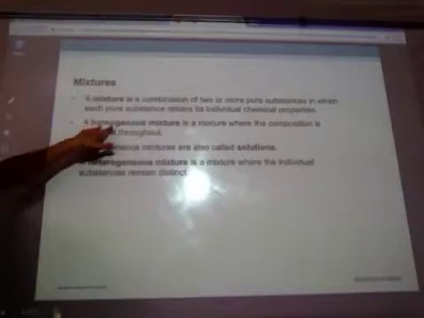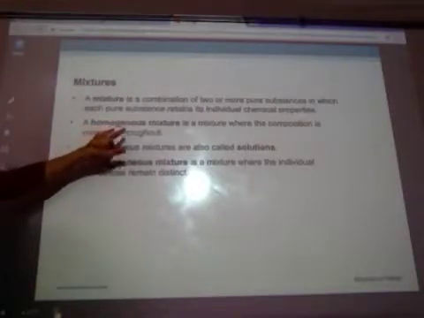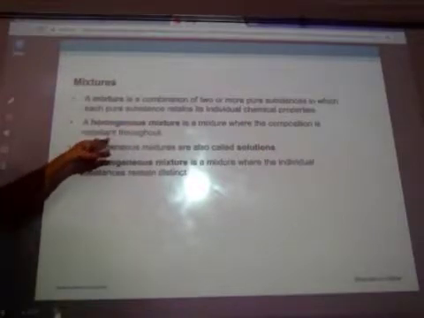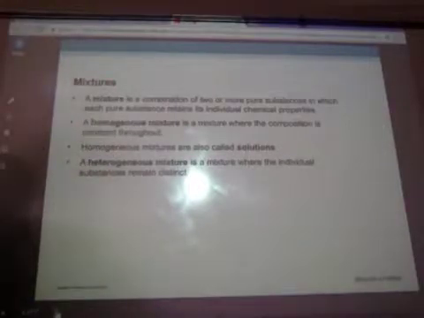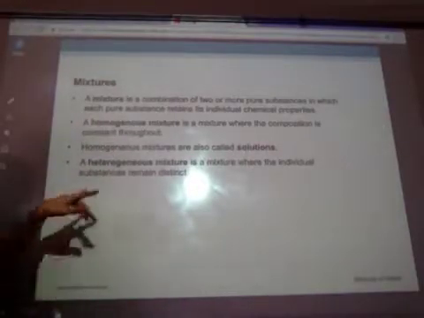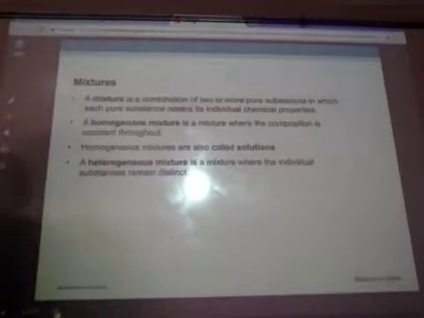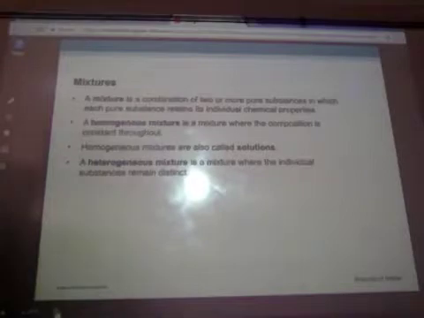Homo, like I said, homo means same. So a homogeneous mixture looks the same throughout. If I look at the appearance, my Diet Coke is a homogeneous mixture. It looks the same throughout. It has the same composition throughout. Everything is spread evenly and throughout the entire solution.